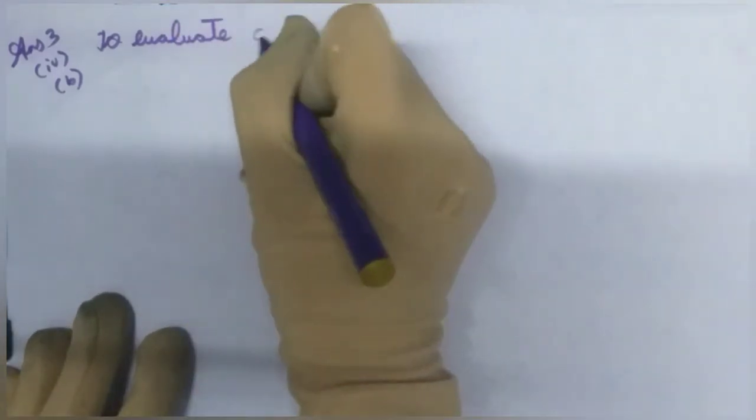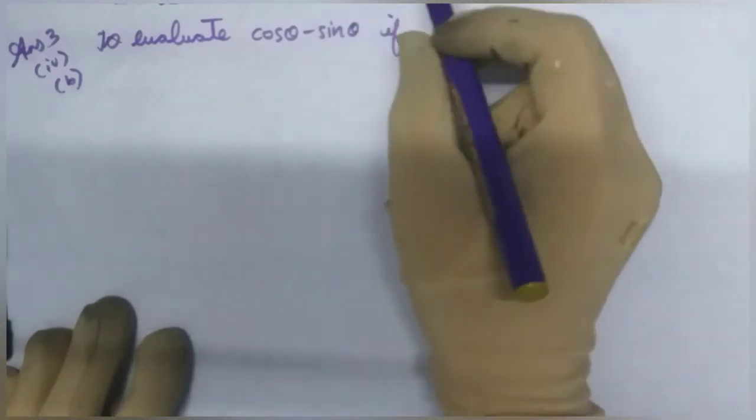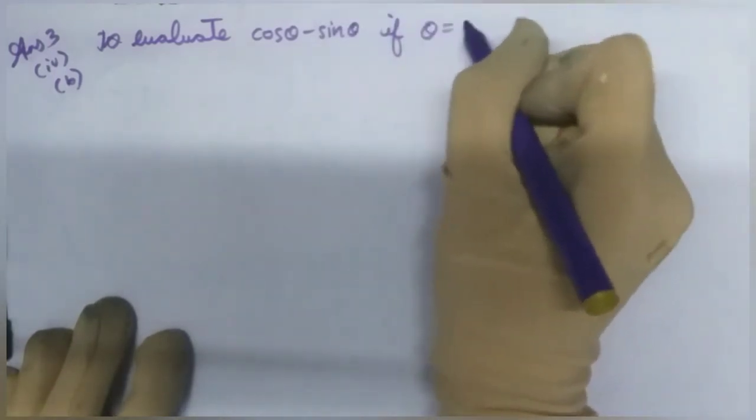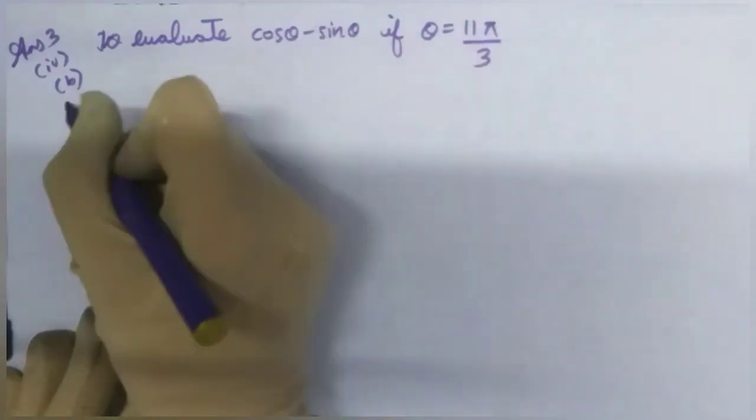Okay, now I will be solving answer 3, 4th bit B bit. What do I have here? To evaluate cos theta minus sine theta if it was given that theta is 11 pi by 3. So in place of theta, substitute 11 pi by 3.